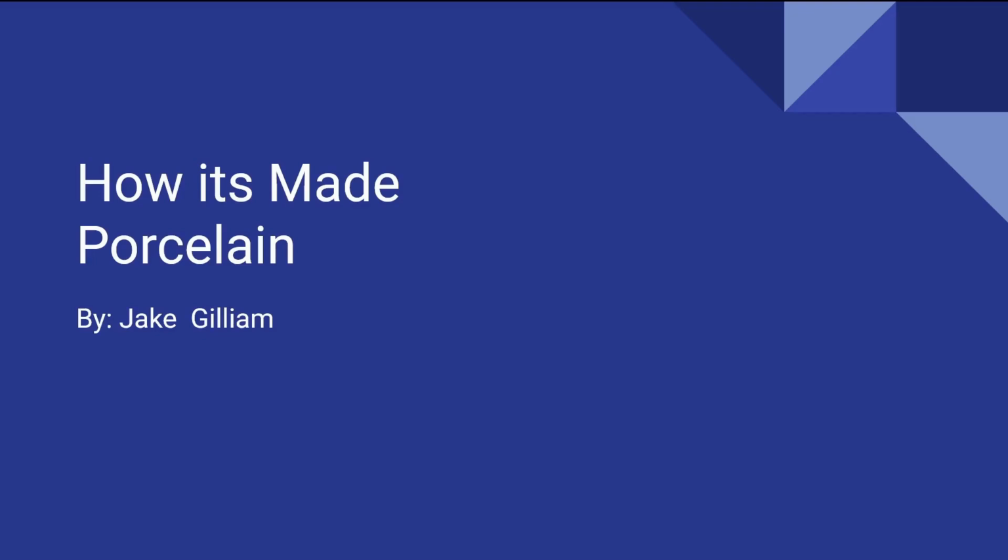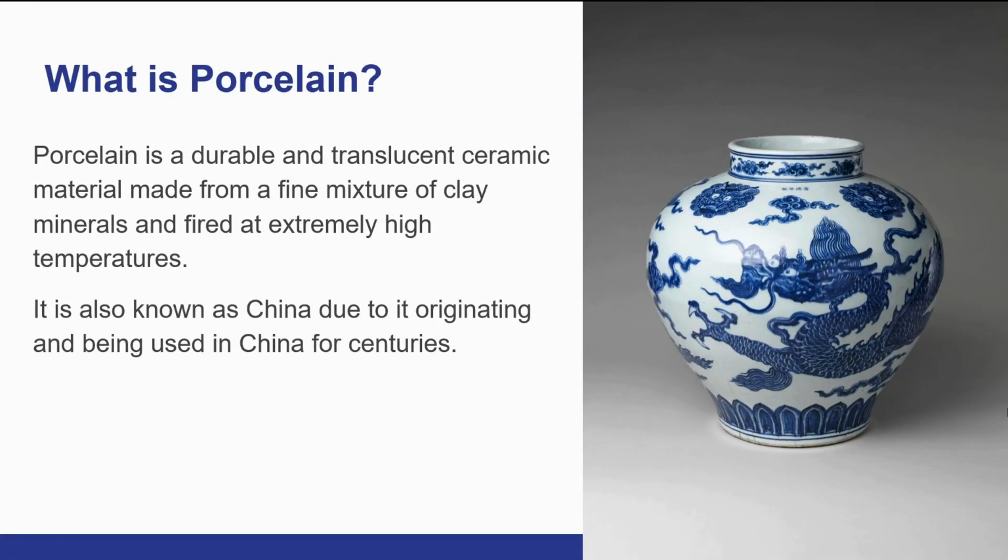How it's made. Porcelain. What is porcelain? Porcelain is a durable and translucent ceramic material made from a fine mixture of clay minerals and fired at extremely high temperatures. It is also known as China due to it originating and being used in China for centuries.